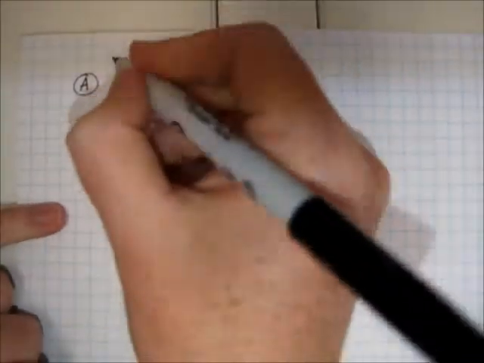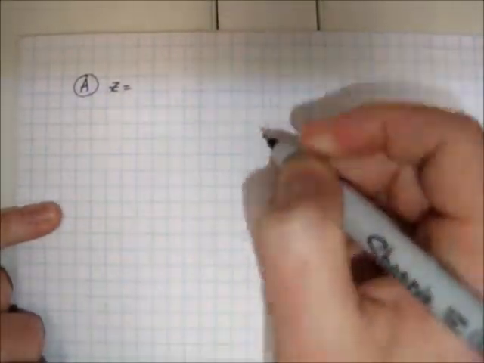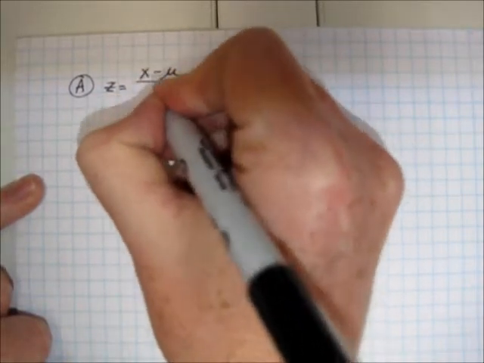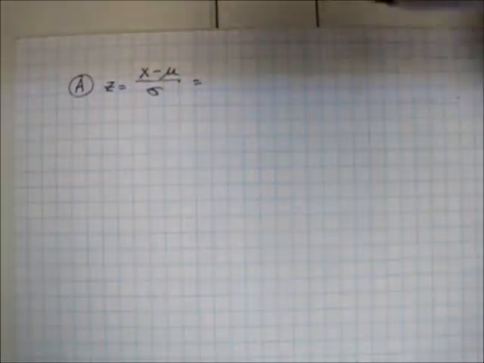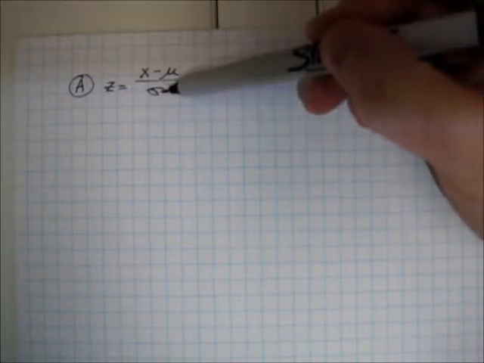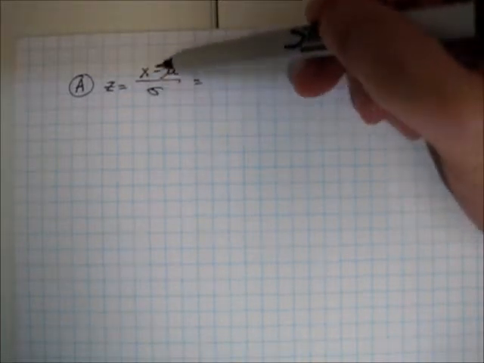And as soon as you see the words normally distributed, you should think z-score. And we have a formula to calculate z-score. Z equals x minus mu over sigma. Remember that x is the data point, mu is the mean, and sigma is the standard deviation. So we have all three of those values.